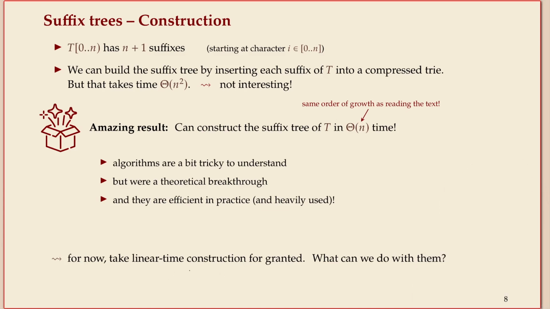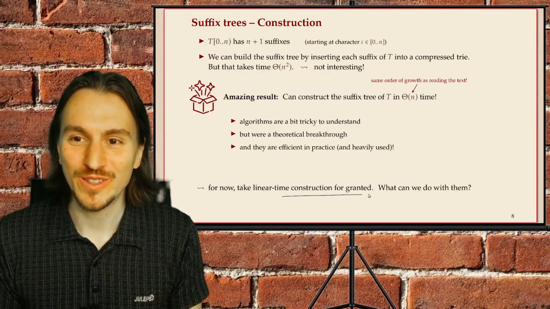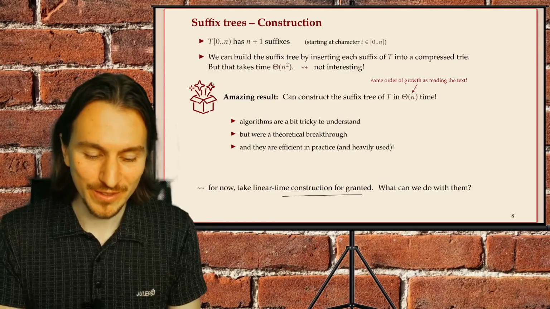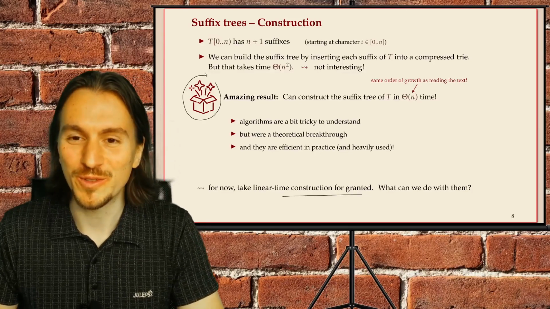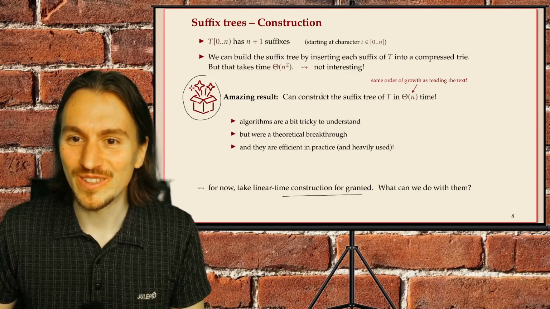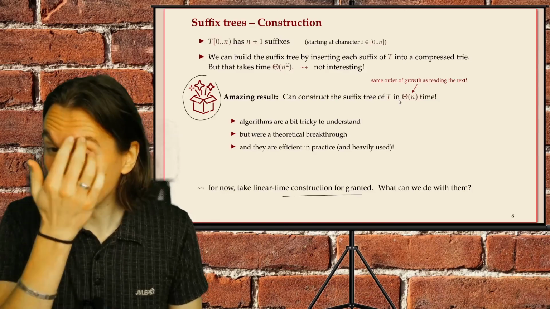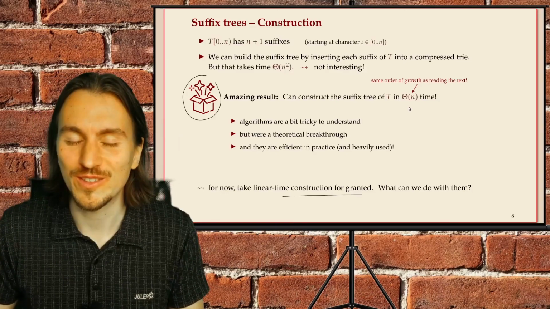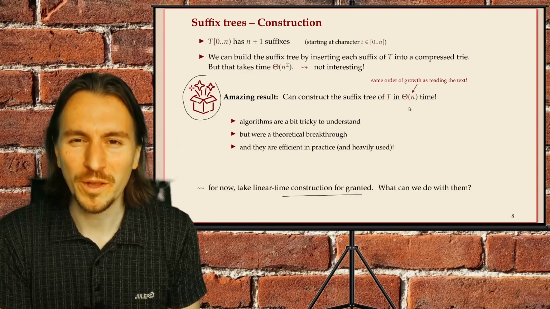What we'll do for now is we just take the linear time construction for granted, and first ask the question, suppose we have this magic box. Suppose we treat this as a black box, and there is a way to construct suffix trees in linear time. What can we do with this?